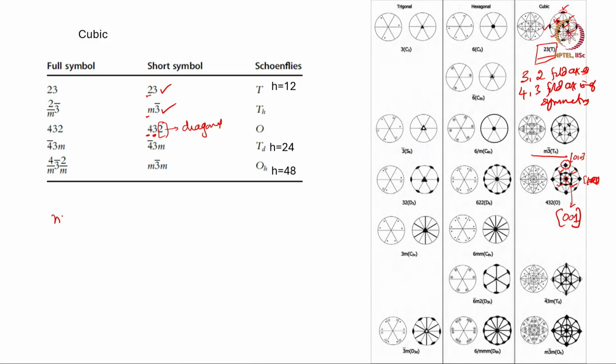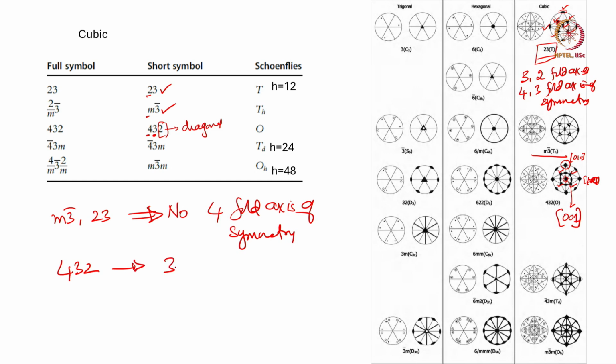But it is not necessary to have even a single fourfold axis of symmetry. For example, m 3 bar and 2 3, right, m 3 bar and 2 3 have no fourfold axis of symmetry, right, whereas 4 3 2 has 3 fourfold axes of symmetry, 4 threefold axes of symmetry, sorry, 3 fourfold axes, and what comes for free are all these diagonal twofold axes of symmetry, right. So, this and this, right.